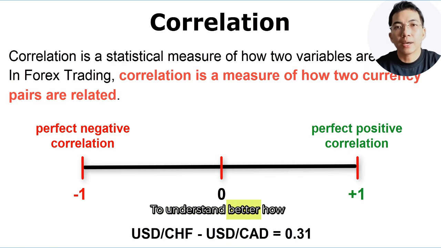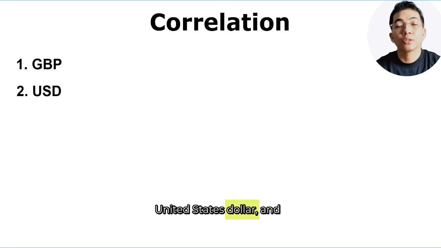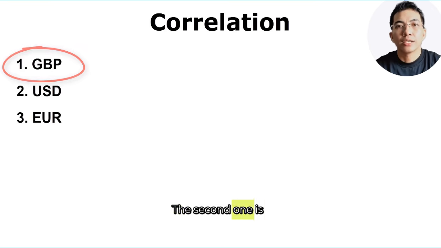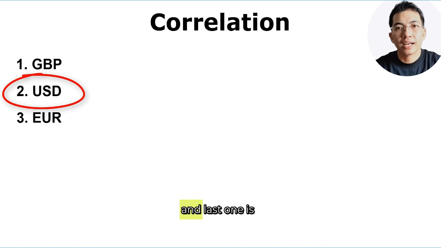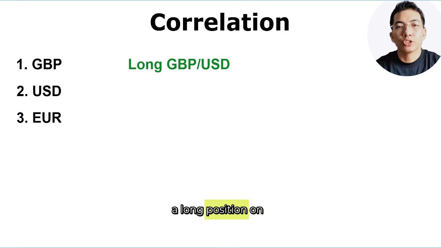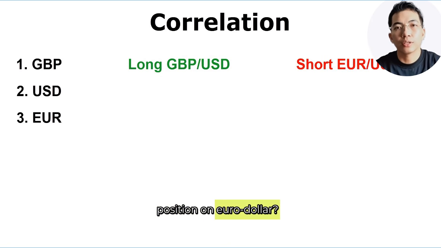To understand better how correlation works, it is important to analyze single currencies and not in a pair. So we have pound, United States dollar and euro. The strongest one at the moment is the pound. The second one is the United States dollar, and the last one is euro, which is very weak at the moment. What if we open a long position on pound dollar and a short position on euro dollar?